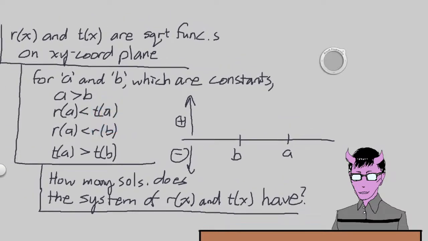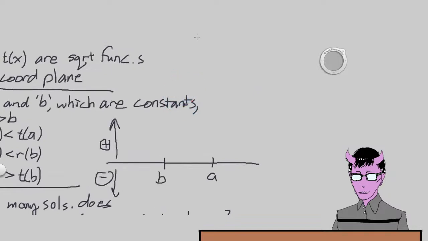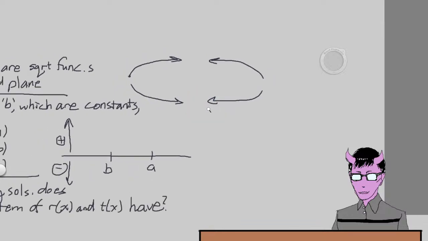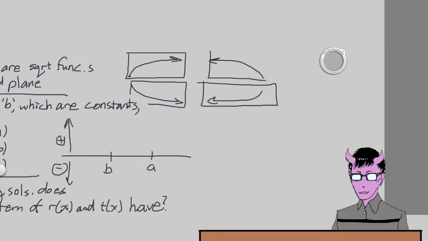We're told that r of x and t of x are both square root functions, and those ones behave very typically. For square root functions, you have one going upwards, or downwards, or backwards, or the other backwards, right? So we have 4 motifs. We can have motif number 1, motif number 2, motif number 3, or motif number 4.